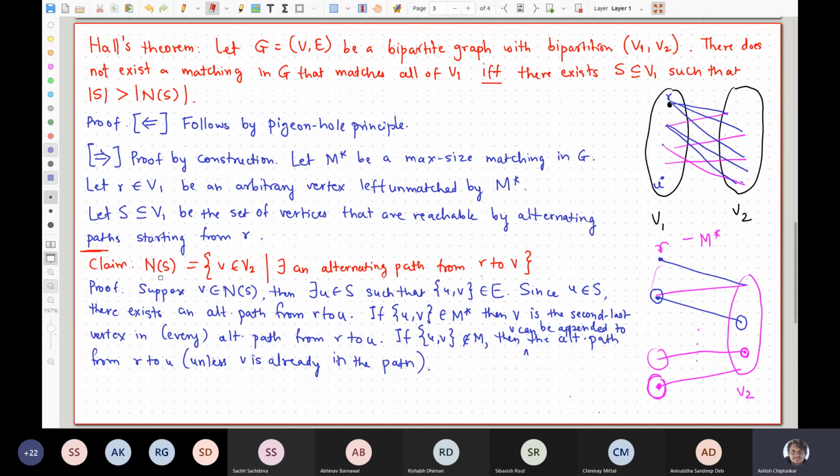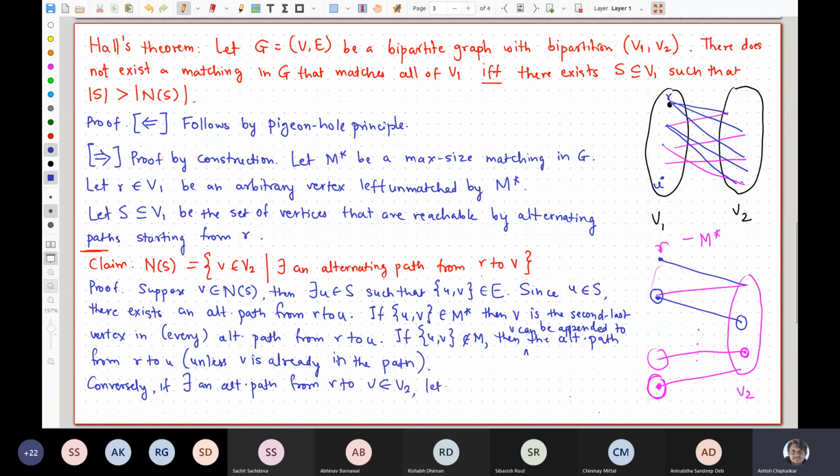Right, so this part is clear. If some vertex belongs to NS, then it belongs to this set. And now conversely, if there is an alternating path from R to some vertex V in V2, then that's trivial, no? So conversely, if there exists an alternating path from R to V, where V is in V2, what do we have?